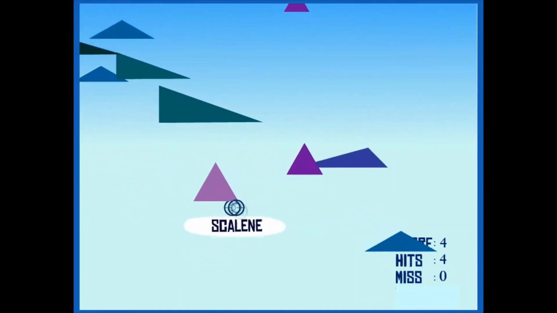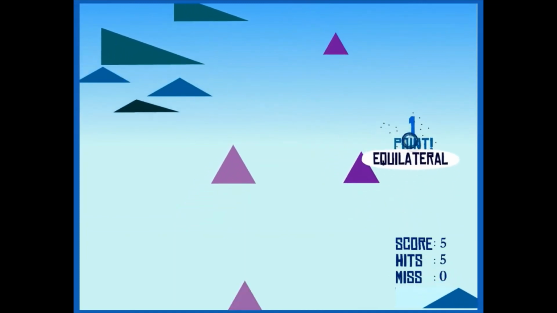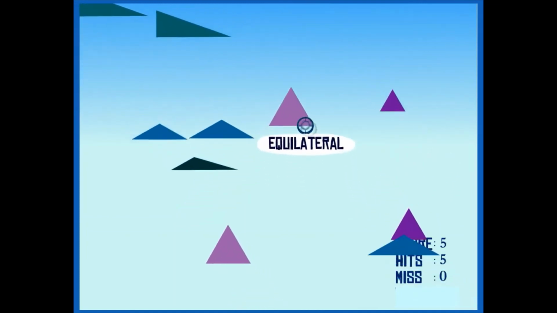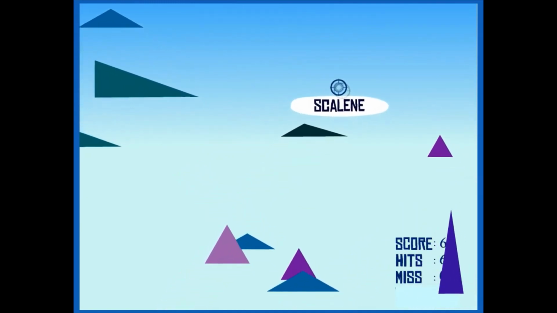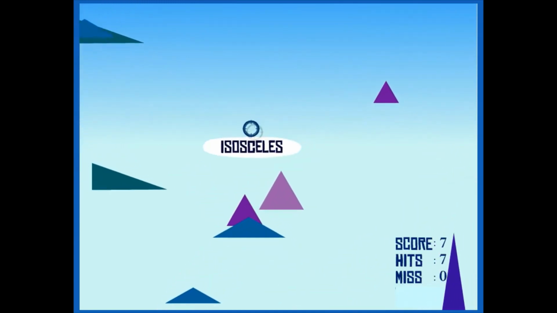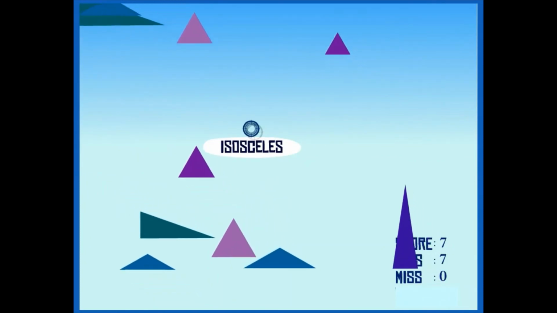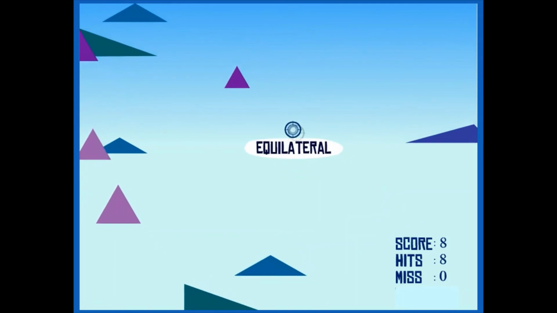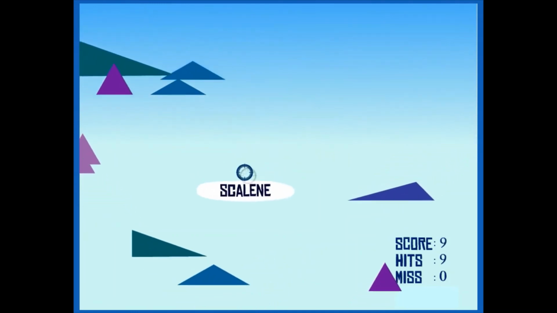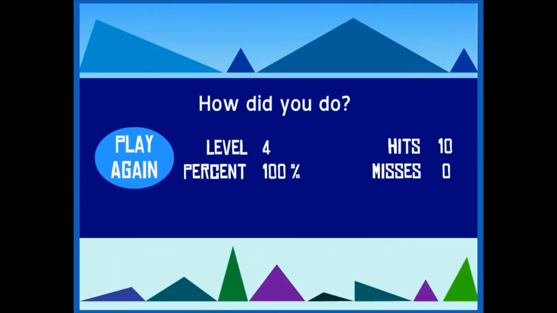Skew width scalene. This one's looking pretty skew width. Another equilateral, that one looks perfect. Another scalene, oh, there's one coming just underneath. And an isosceles. Isosceles, oh, look at this one, that's a very tall, pointy one. And an equilateral, and a scalene. And there we go, I did my 10 goes.